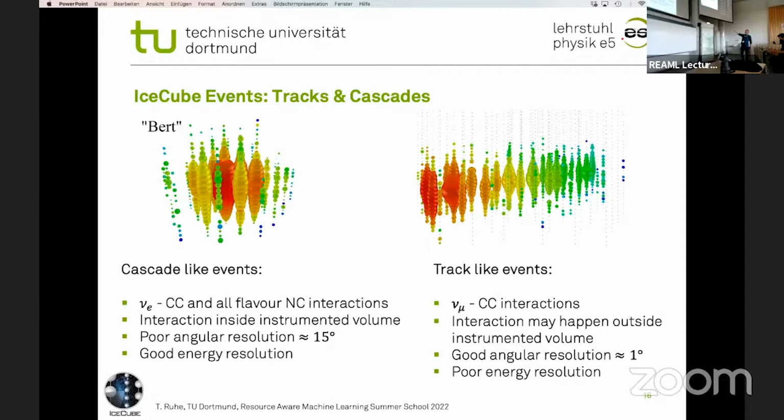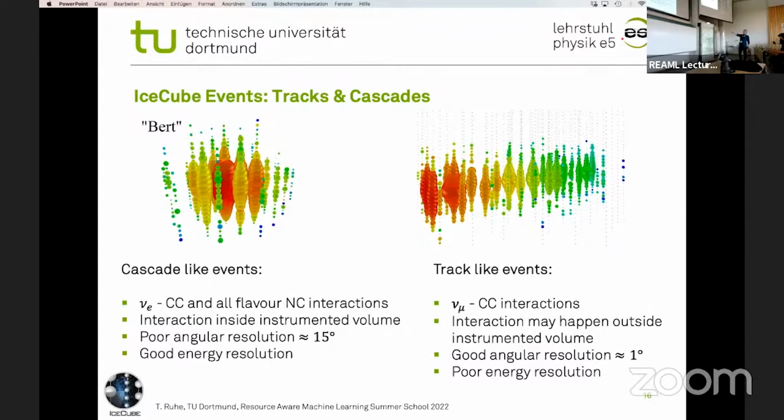Every one of these little dots is one IceCube DOM that detected charge or light during an event. The red DOMs did see light very early, and the blue ones very late, and orange and green are somewhere in the middle. The size of the dot corresponds to the amount of charge that has been seen. So you can see that here in the middle, you have a relatively large amount of charge at relatively early times, and this moves then outwards.